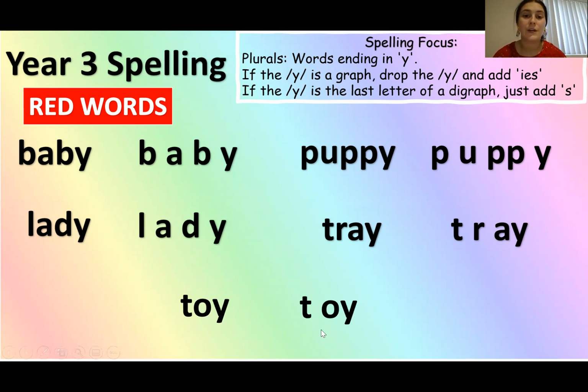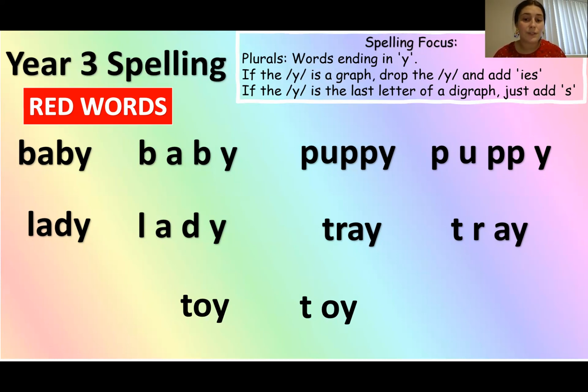Now, if you can see here, I'll explain a little bit more what we mean by our rules this week. So the first one was if the Y is a graph, we drop the Y and we add IES. You can see here that there are a few words in our red words that end in the graph Y. So remember that a graph is one letter that makes one sound. You can see here, baby. The E sound in this word is that graph Y and it's by itself. Same again here with lady and puppy. So we know with these words that we're going to get rid of the Y to make these plural and add the suffix IES.